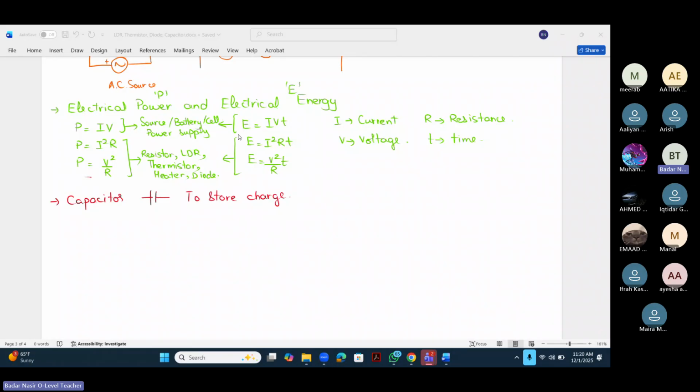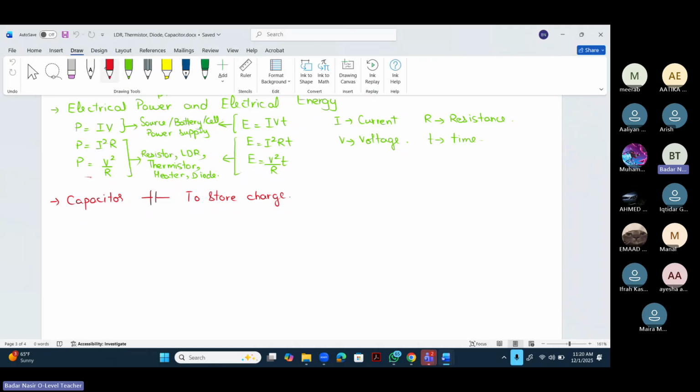Now, when do we use the other formulas, P = I²R or P = V²/R? Look, you can use P = IV to calculate the electrical power across an LDR, resistor, thermistor, diode, or a heater. But we prefer to use the formulas P = I²R or P = V²/R, though you can use the third formula as well. So we'll do a question for that.